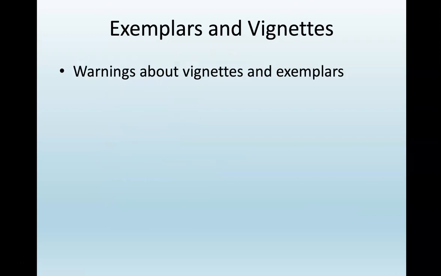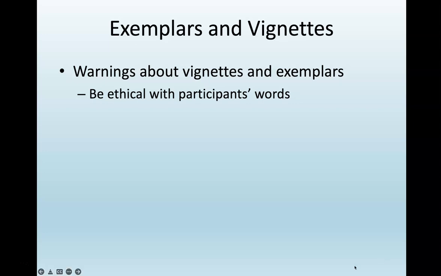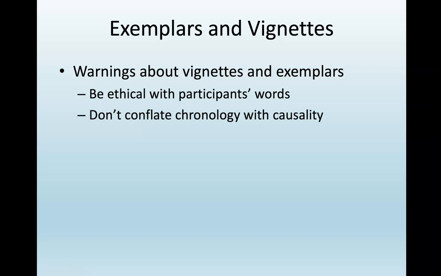With regard to exemplars and vignettes, again, we have to be ethical, and the participant's words are not to be taken out of context. Otherwise, the researcher could use a participant's words to make any point that they want to. So as we've talked about throughout the course, we need to be self-reflexive. We need to recognize when our own biases might be overriding the truth that's actually coming out of the data.